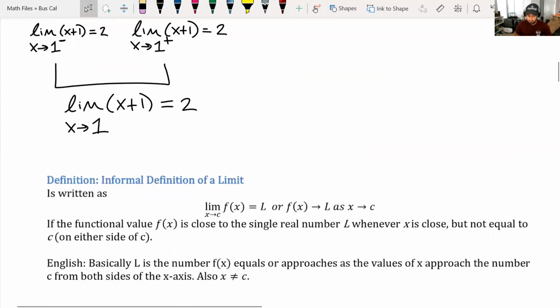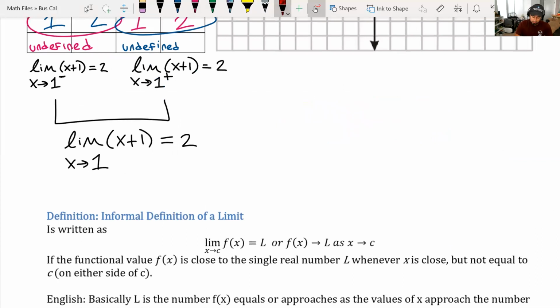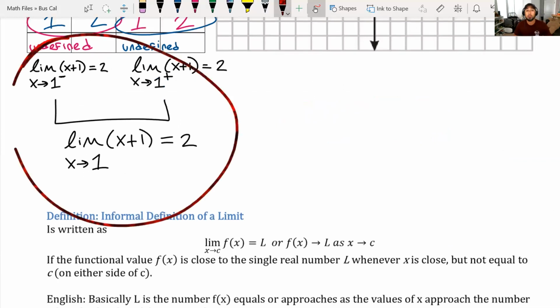Look at this. All right here. The limit from the left was 2. The limit from the right was 2. This means that the limit from both sides must also be 2.